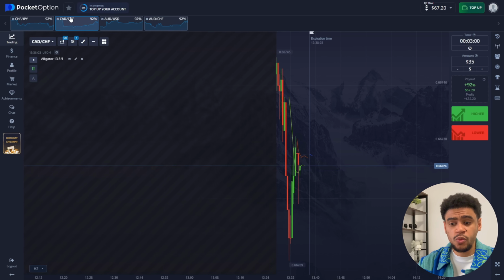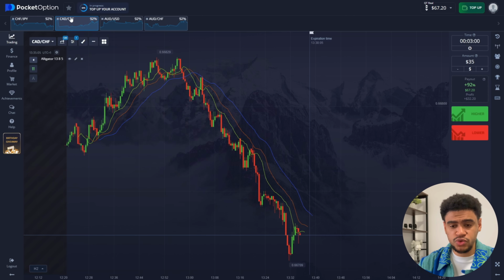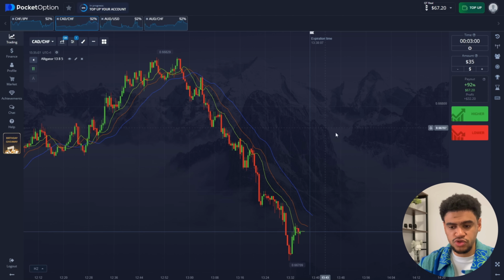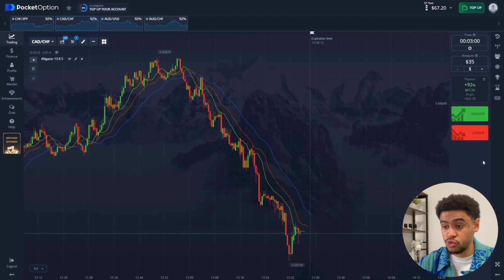And once again, when you are looking at the chart, make sure to zoom out a little bit. Don't be zoomed in to see just one part of the market. Make sure to zoom out.